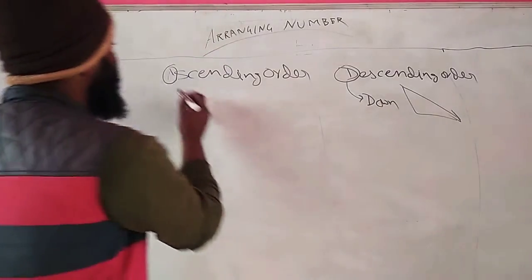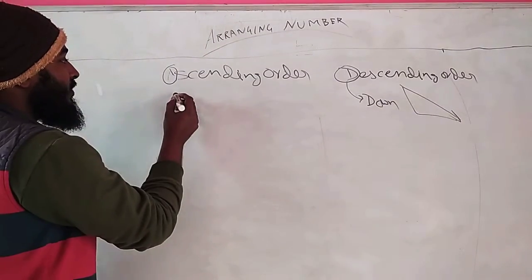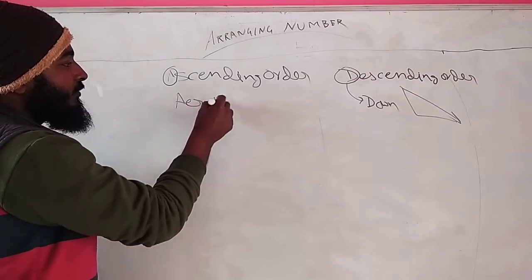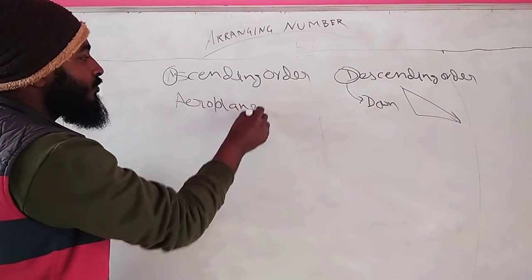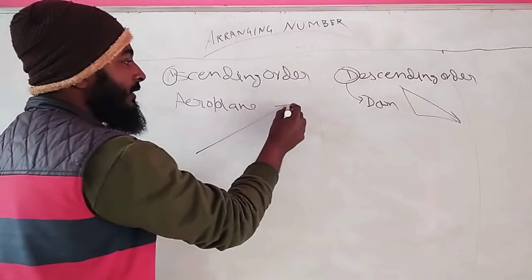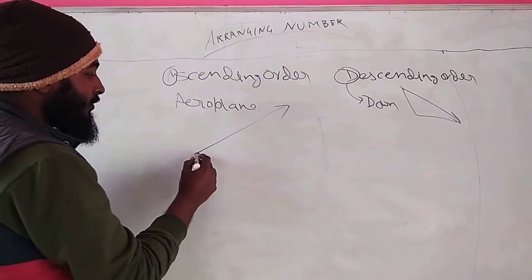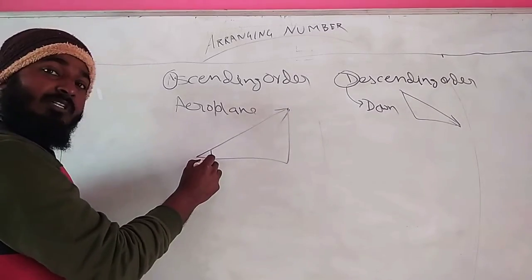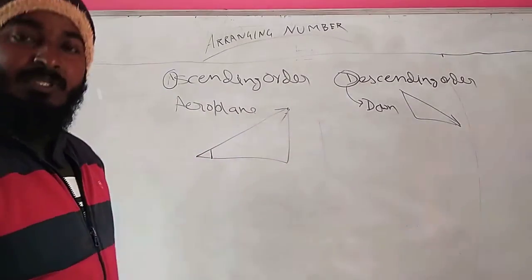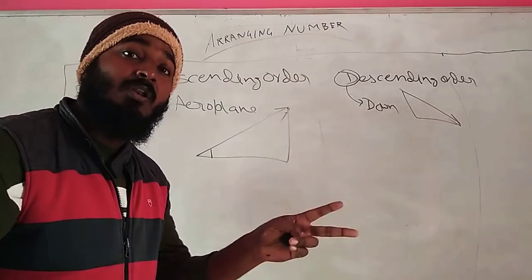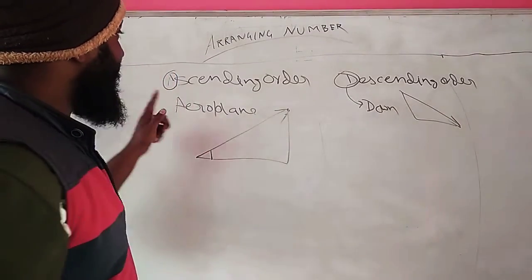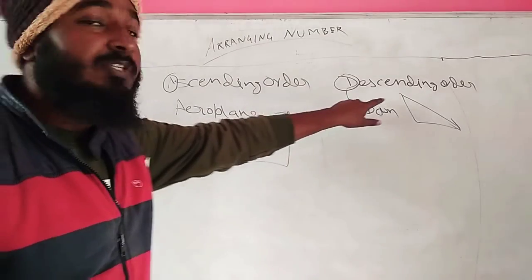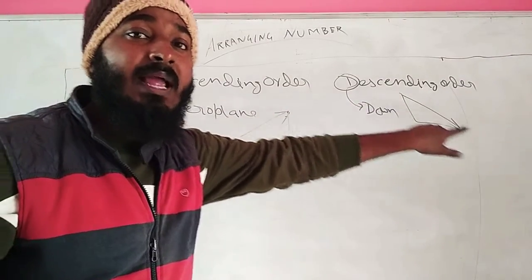Now ascending order. What is ascending order? A is for aeroplane. You know an aeroplane is down first and then it goes up. If it goes up, it means it is smaller first and larger at last. So these are the two logics to remember ascending and descending order. Ascending order: first the smaller one and then the greater one. Descending order: first the greater one and then the smaller one.